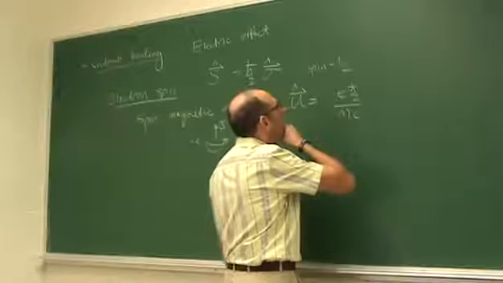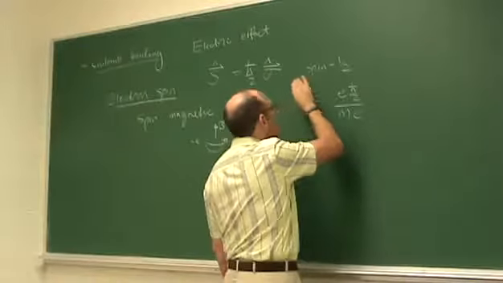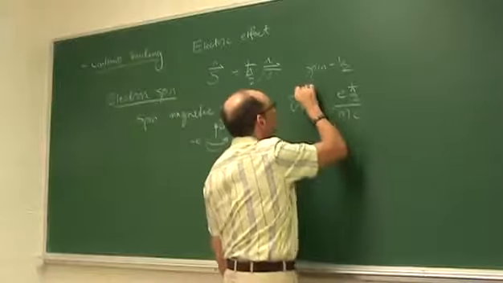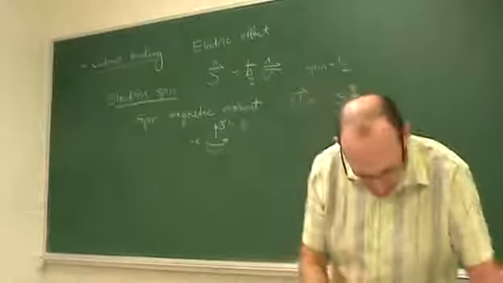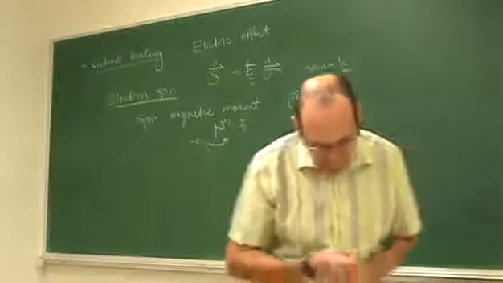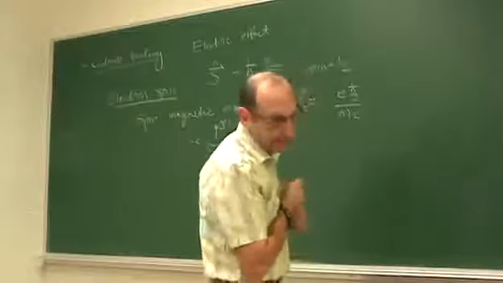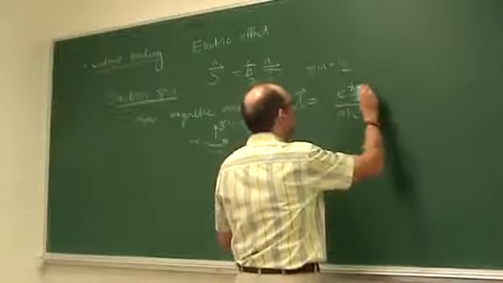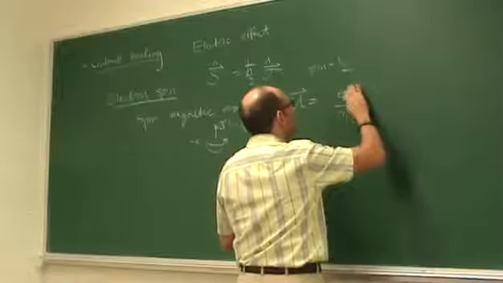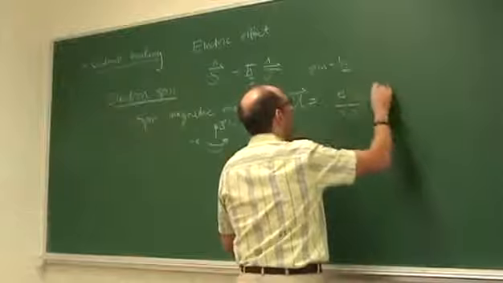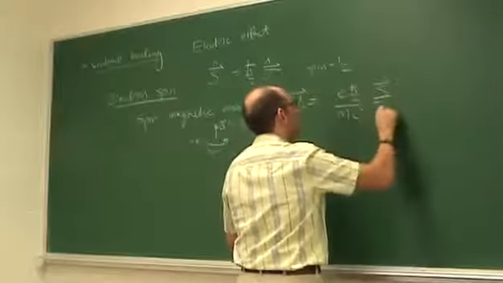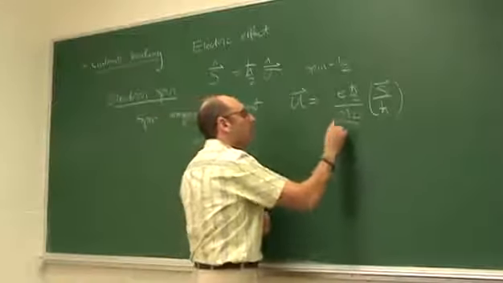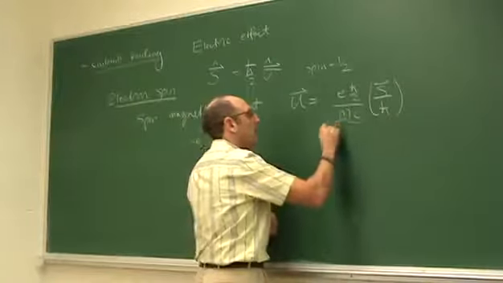So this would be the spin angular momentum if I thought about this classically, times the direction of the spin. So let me write this as S over h-bar. And this quantity is what's called the Bohr magneton.